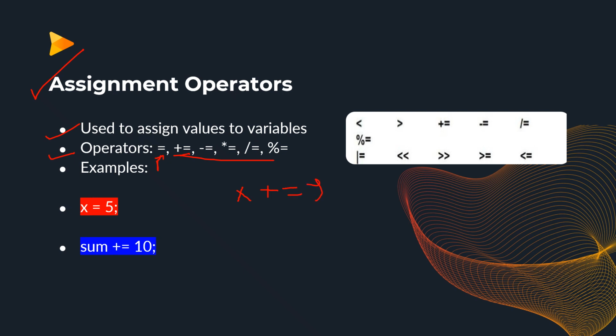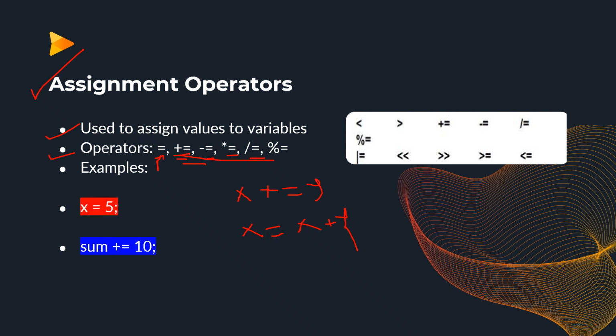So what will it do? It can also be written as x equal to x plus y. So this is similar to this. This is the shortcut method, we can perform all of this. So plus equal to is used for addition, minus equal to is for subtraction, star equal to is for multiplication, and it will assign the value to that variable.